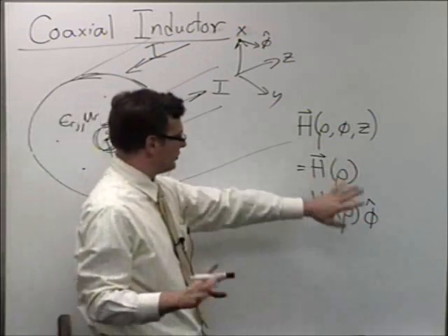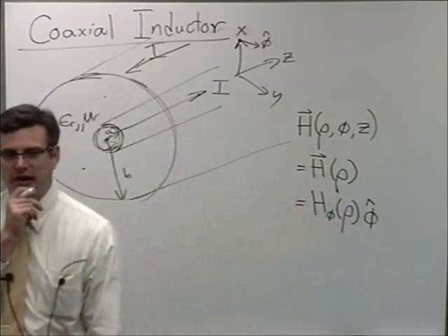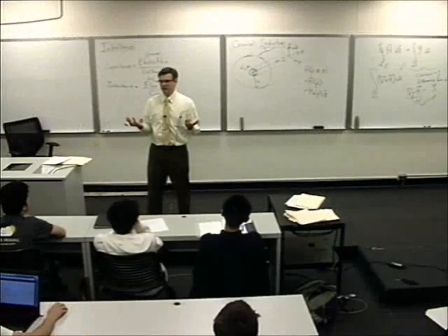So all based on symmetry arguments, I can make this very reduced simplification for what the magnetic field should look like. It should depend on r, or rho, and it should only be in the phi hat direction. So based on that simplification, I can actually apply Ampere's Law to solve for what that field should be.